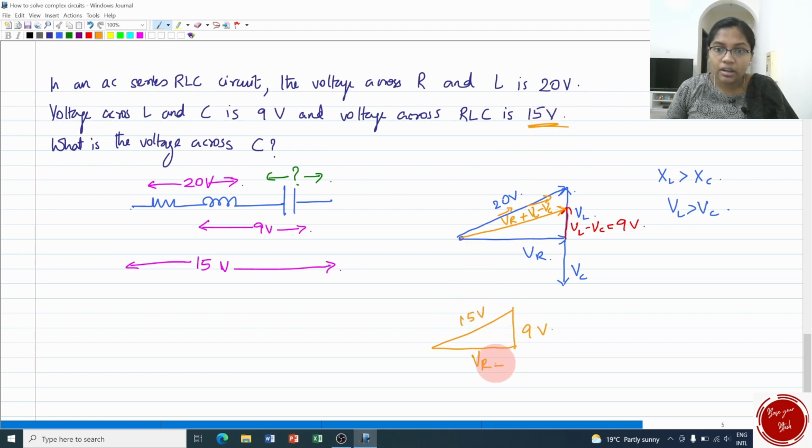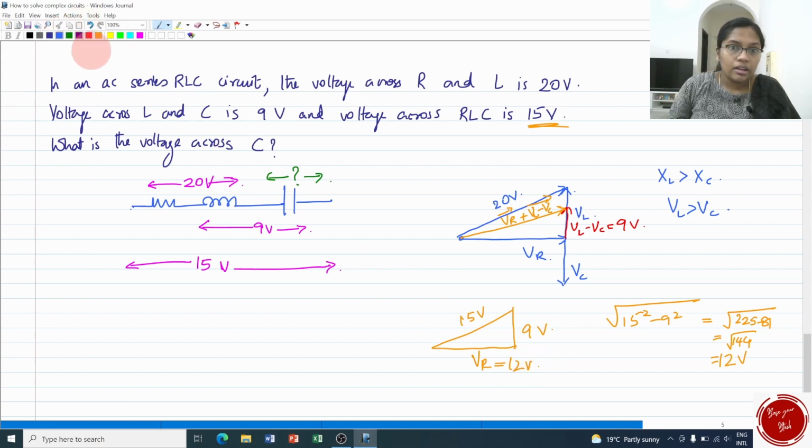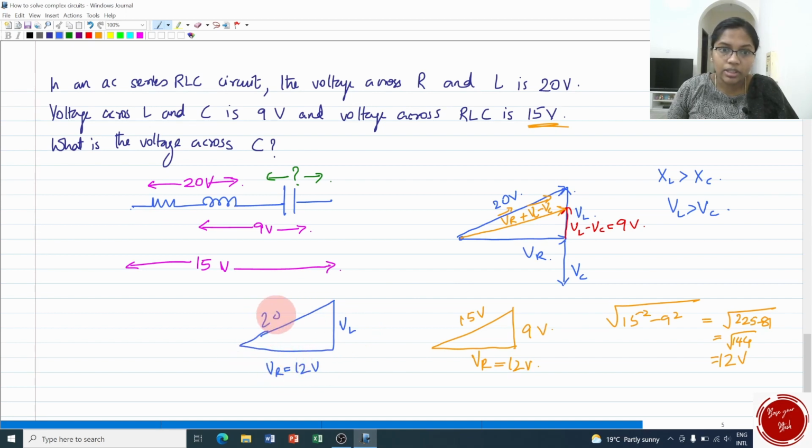So what will be VR? VR will be root of 15 square minus 9 square, the simple Pythagoras theorem. So it is 225 minus 81, which comes to 12 volt. So VR is 12 volt. Now let me separate the first drawn triangle, which has VL and VR. The value of VR is 12 volt and the net voltage is 20 volt. So what will be VL? It is root of 20 square minus 12 square, which is root 256, that is 16 volt. So VL is also ready now.